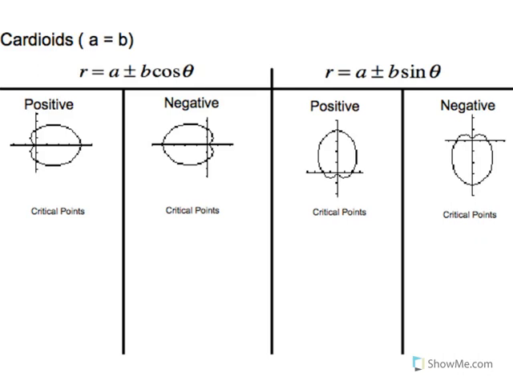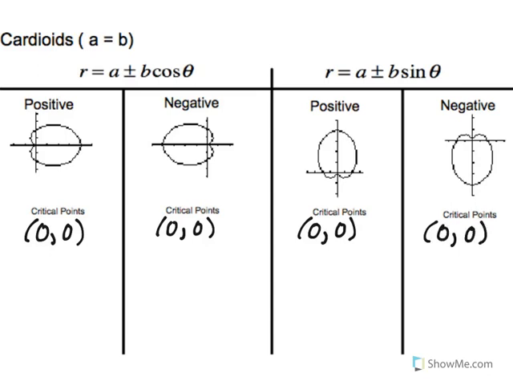Now the name cardioid is that name because it's a heart-shaped type graph. It's not quite your Valentine's Day heart, but it is similar looking to the actual heart shape if you were to compare that. So first thing, all of them have a critical point of 0, 0. That's something you can put across the board here. That gives it that indentation to make it look like the heart.